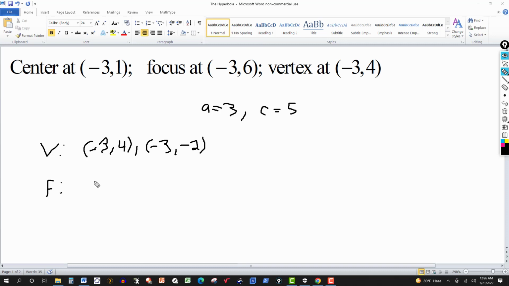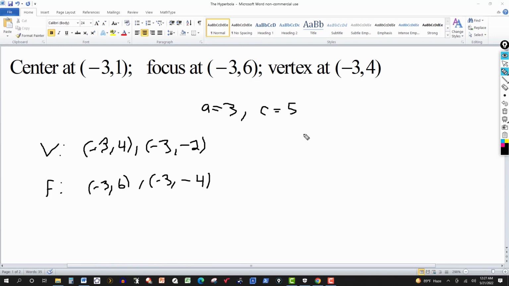The foci, one's given to be (-3, 6). That was obtained by starting at the center and adding 5 to the y component because it's a vertical hyperbola. We got the 6, and then to get the other focus, we subtract the 5. So the foci are at (-3, 6) and (-3, -4), which is 1 minus 5.